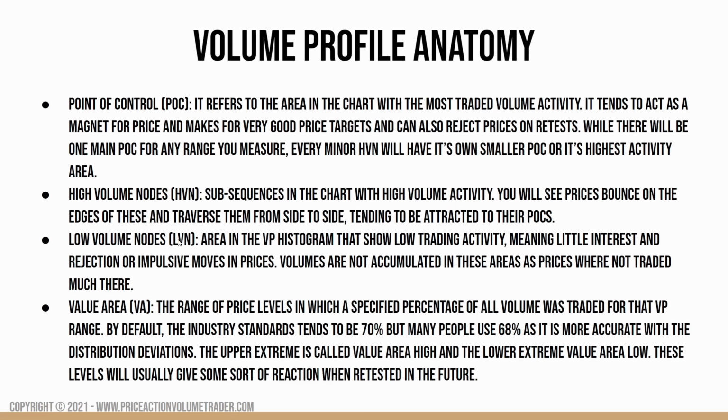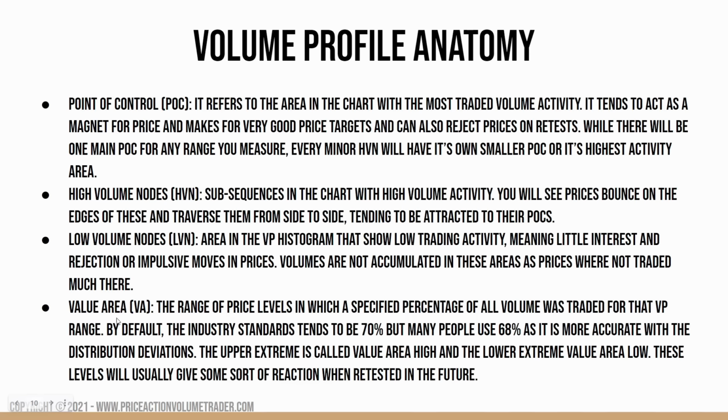Low volume nodes, or LVNs, are areas in the volume profile histogram that show low trading activity, meaning there was little interest and rejection, or there were impulsive moves through those prices. So volumes are not accumulated in these areas, as prices were not traded much there. And you're going to see it's very easy to identify them, as they are just little gaps in the profile.